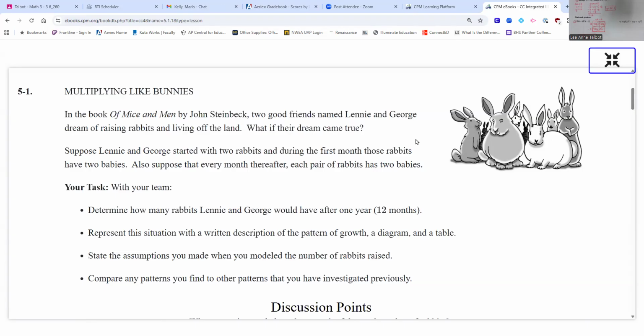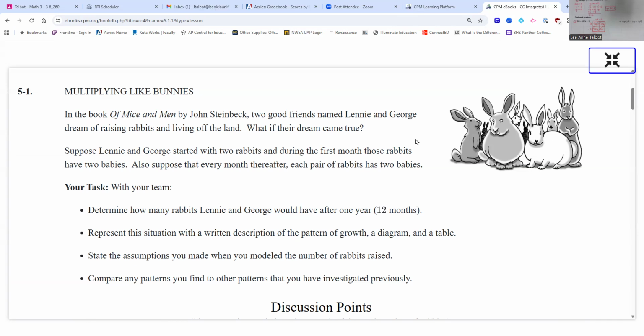Anyway, in the book Of Mice and Men by John Steinbeck, two good friends named Lenny and George dream of raising rabbits and living off the land. What if their dream came true? Suppose Lenny and George started with two rabbits, and during the first month, those rabbits have two babies. Also suppose that every month thereafter, each pair of rabbits has two babies. With your team, we're going to determine how many rabbits Lenny and George would have after 1 year. You can see in the resource page, we made you a spot for the table. And we're going to make an equation.